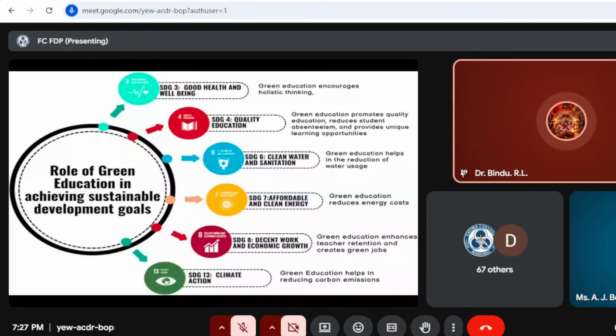So what is the role of green education in achieving sustainable development goals? That is, we have discussed it. Next point.